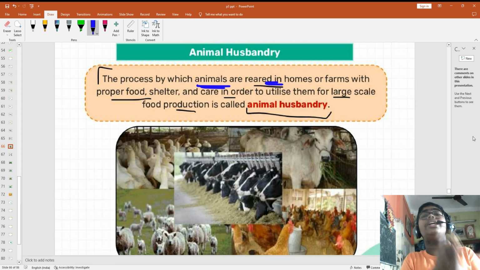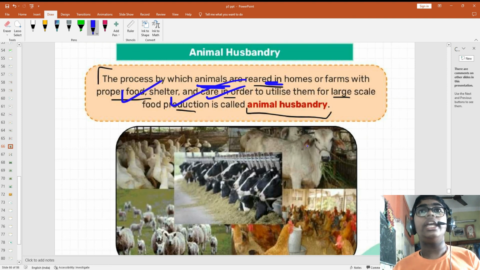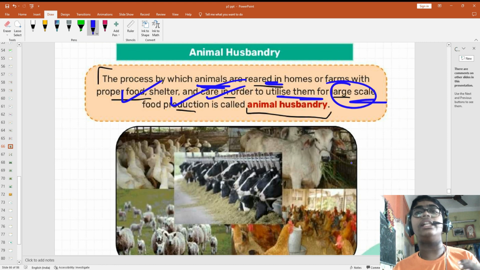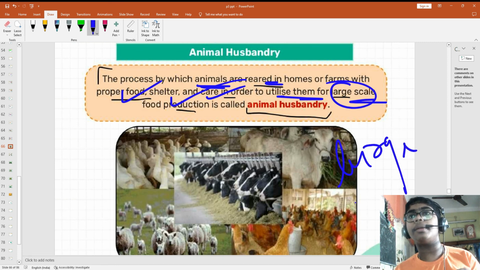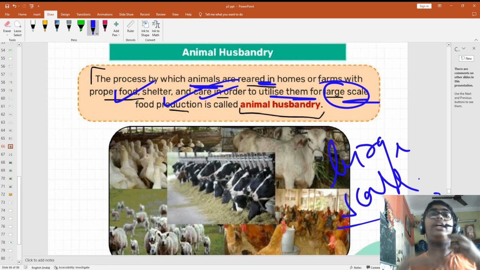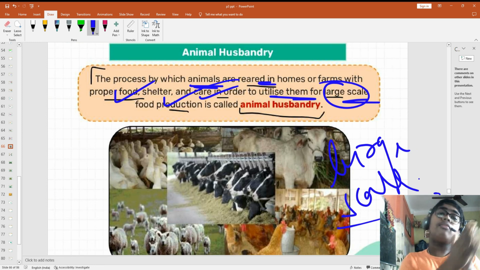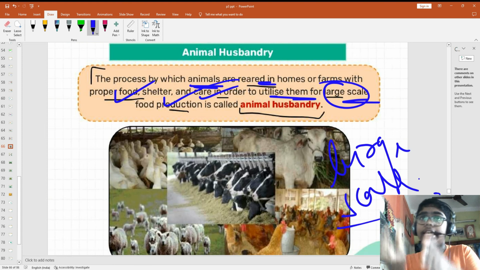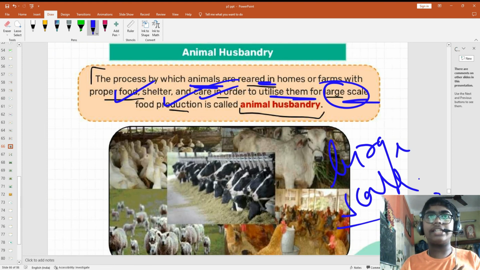So the process by which animals are reared in homes and farms with proper food, shelter, and care in order to utilize them for large scale purpose, when they are reared with proper food, shelter, and care for using in large scale for food production, is called animal husbandry.